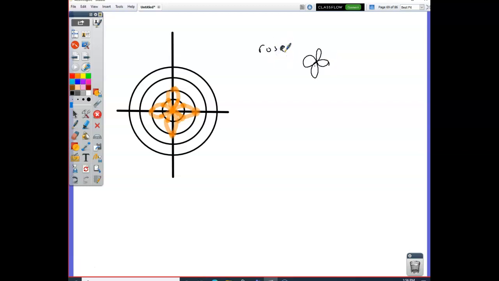Second type is a lemniscate. This is French. Lemniscate looks like this.